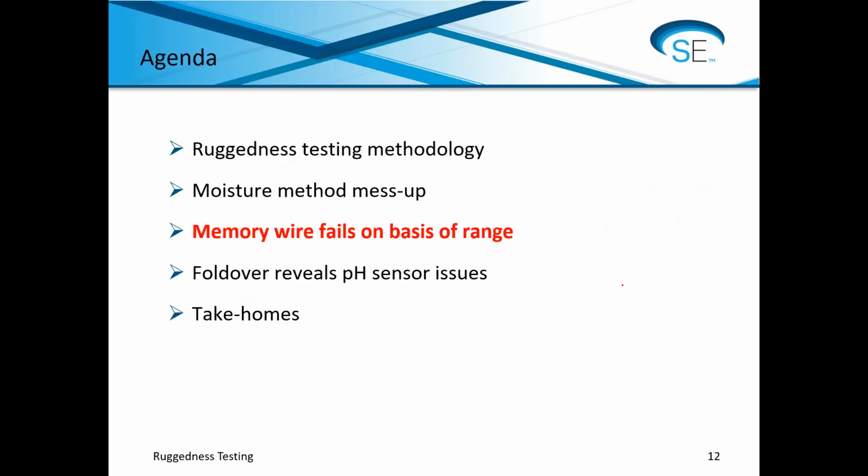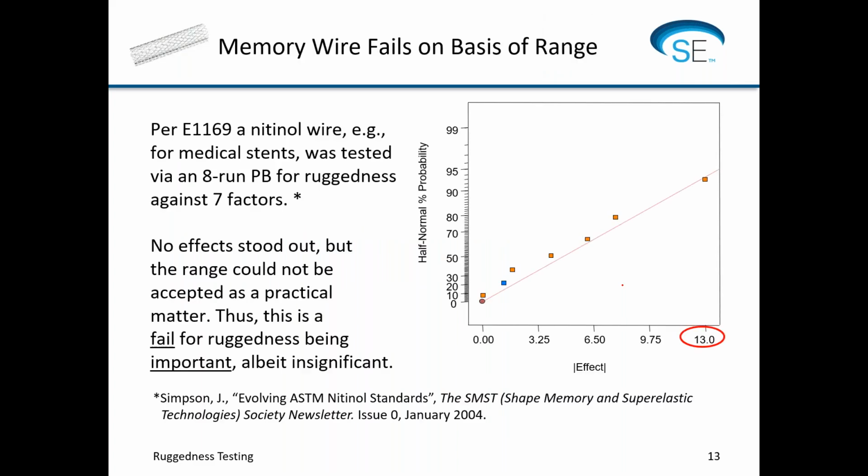Okay, so now another example, and this one comes from ASTM E1169, and it's a memory wire, which is a shape-shifting wire that comes back to its original shape, and it's very useful. It's made out of something called nitinol for medical stents, for example. And in this particular case, the experimenter, Simpson, worked through the ASTM standard on this nitinol to make sure that it would translate to the field and continue to operate as expected.